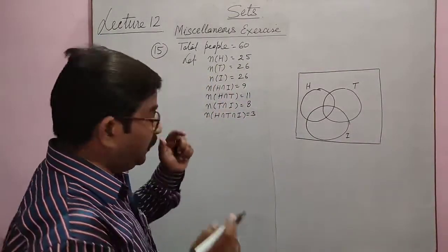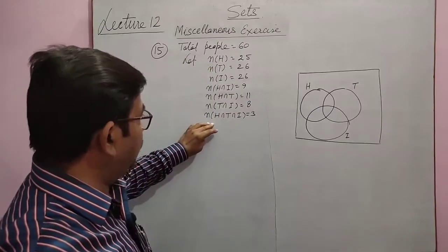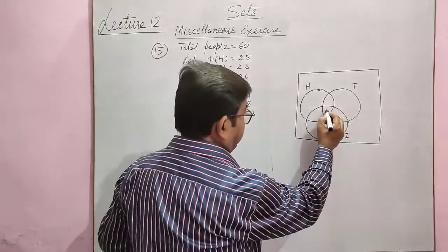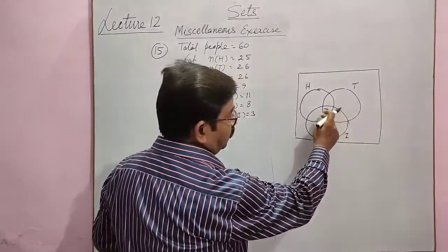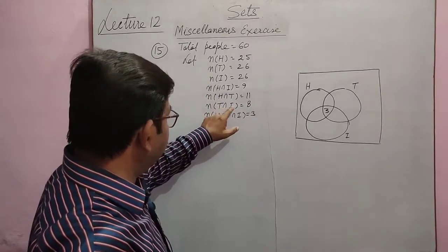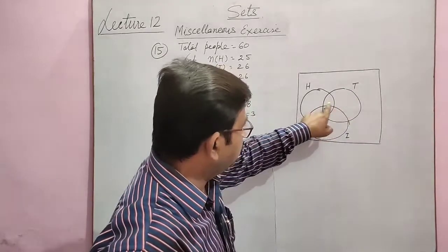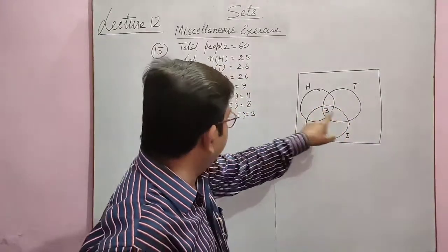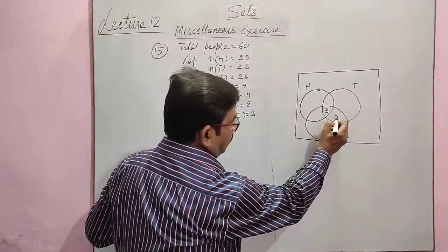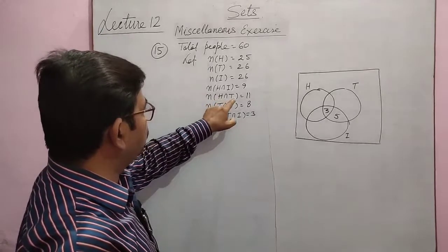Now let's see, we start with the last intersection. H intersection T intersection I is how many? 3. So write 3. This portion is common in all 3 sets. Now T intersection I, this portion is T intersection I, and in this we have 8. So 3 we have already written. So how many are left in the intersection? 5.